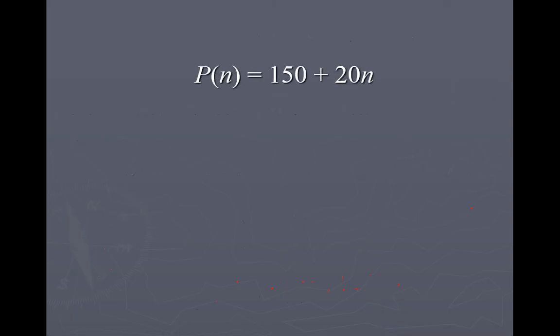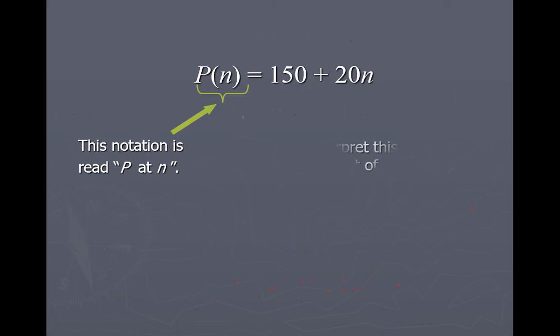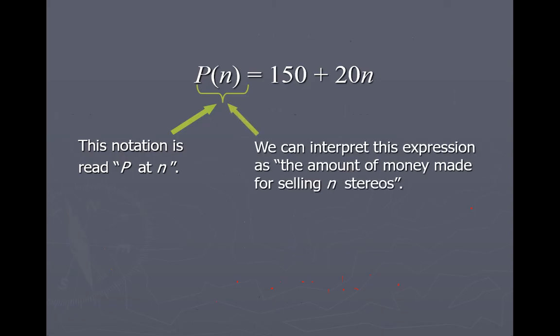So a little bit more about this. P at n equals 150 plus 20n. This is read P at n. I've been doing that all the way along, but it's important to have it written down so when you look at it and I say P at n, you know what I mean. We can interpret this expression as the amount of money made for selling n stereos. That's how it's different.